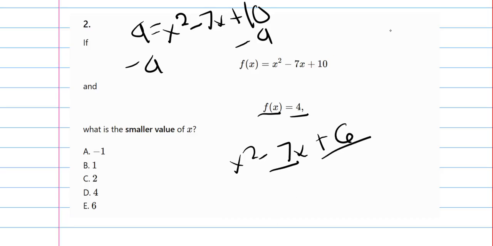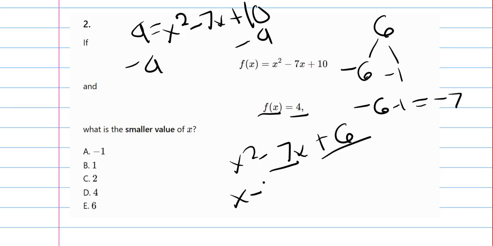We're going to think of two numbers that add up to negative 7 but multiply to positive 6. That would be negative 6 and negative 1, because negative 6 plus negative 1 is equal to negative 7. Now we're going to factor it, and that would be x minus 6 and x minus 1.